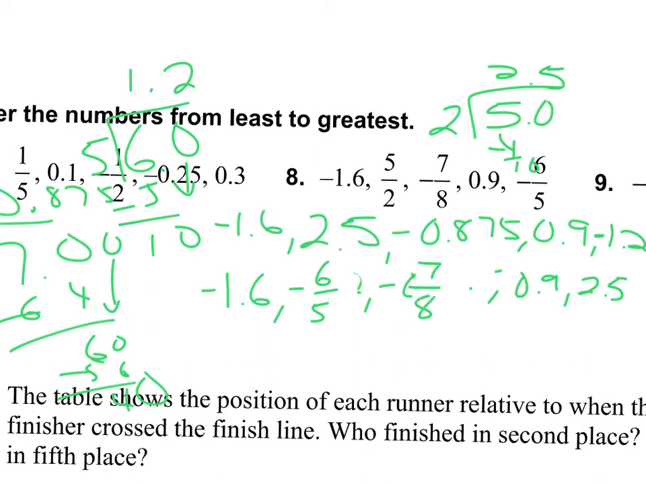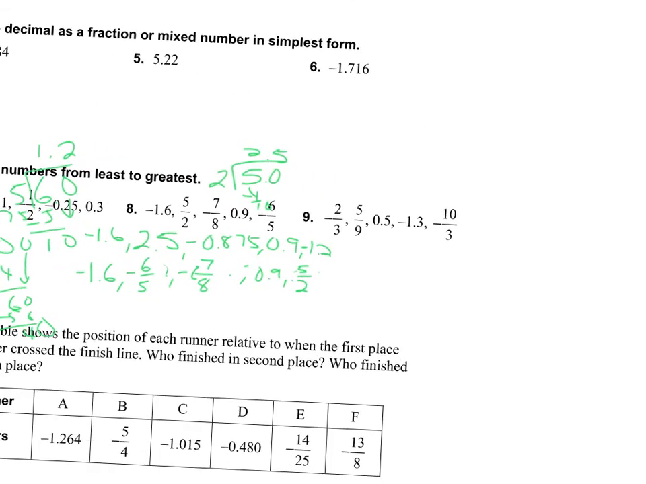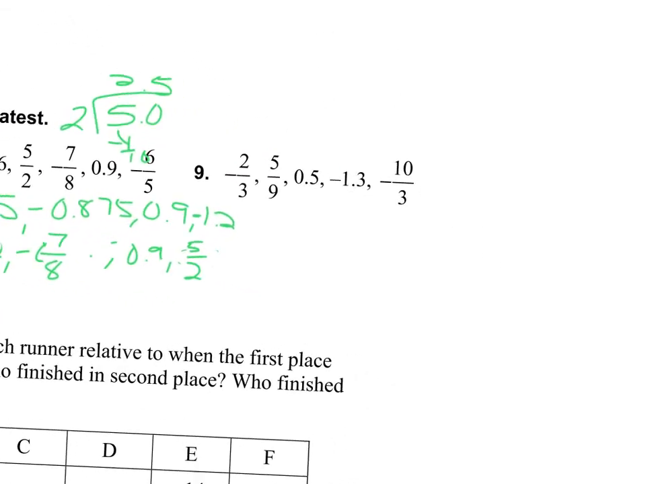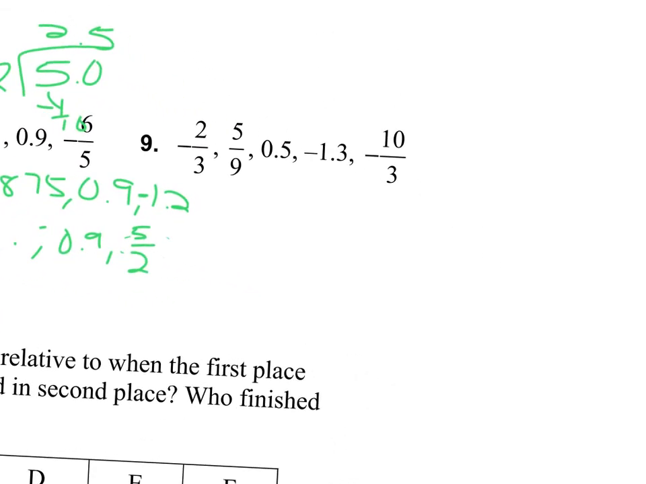Then we keep going, 0.9. 0.9 was written as 0.9. 2.5 was written as 5/2, so I need to change that one to 5/2. Alright, let's have you try number 9. Pause the video, try number 9, and then I will tell you the answer for number 9.